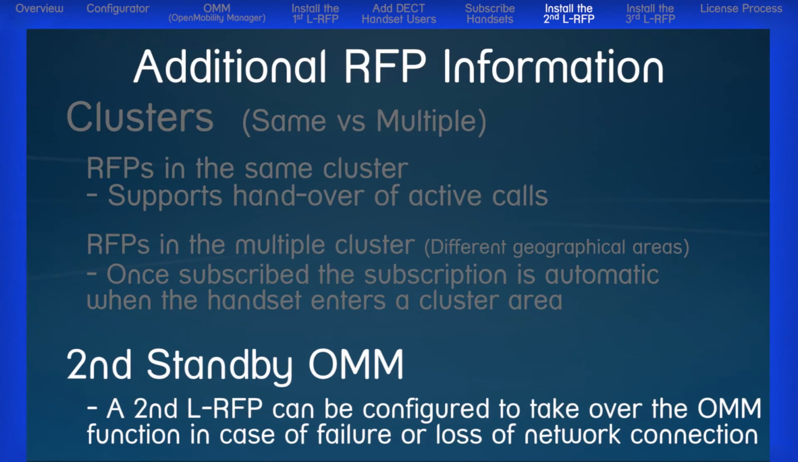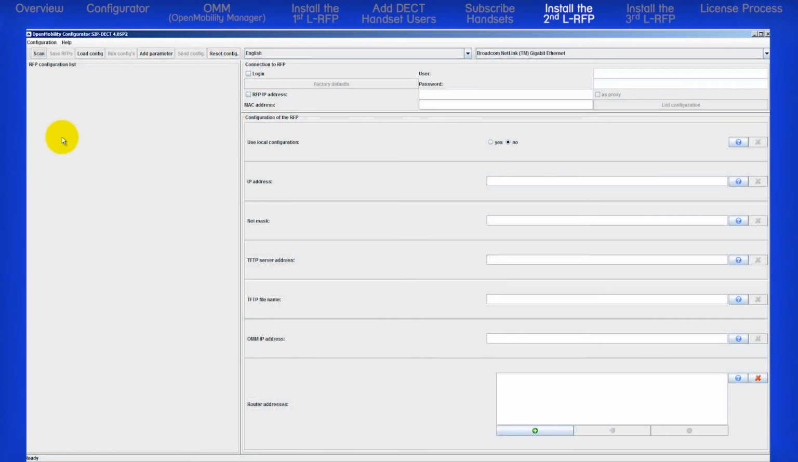By now, you should realize the OMM runs the entire DECT system, and the OMM is built into and running on our first RFP. To provide redundancy, you can designate a second standby OMM. So if something happens to the first OMM, which is running on our first RFP, a second OMM running on a different RFP can take over. To configure a second standby OMM simply requires adding 1 parameter to each RFP using the configurator tool.